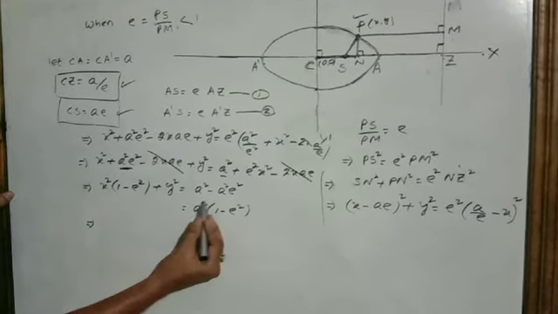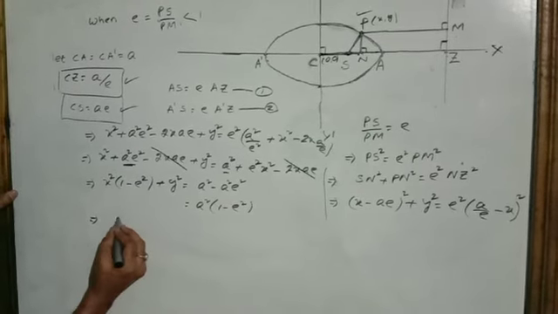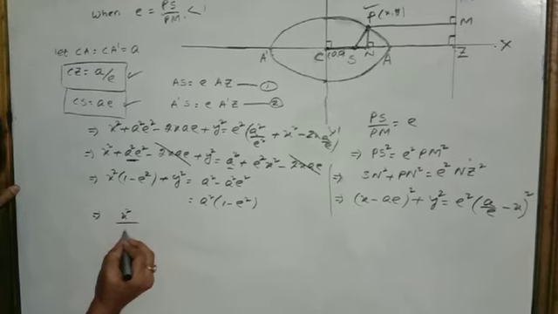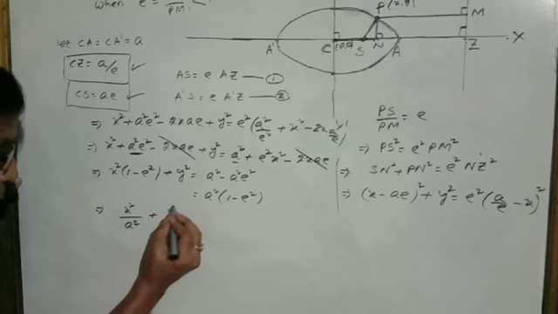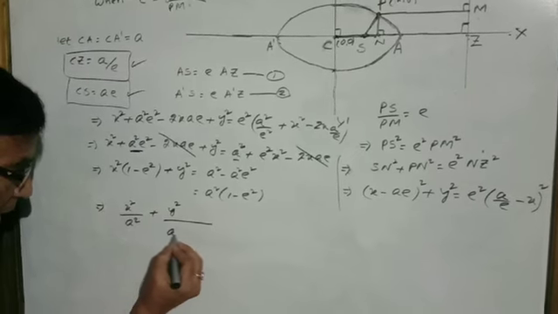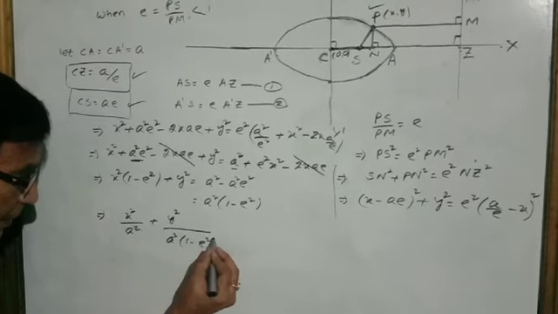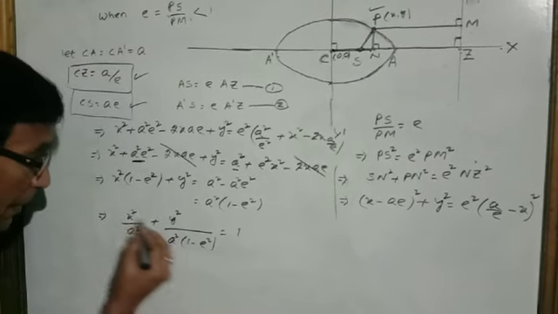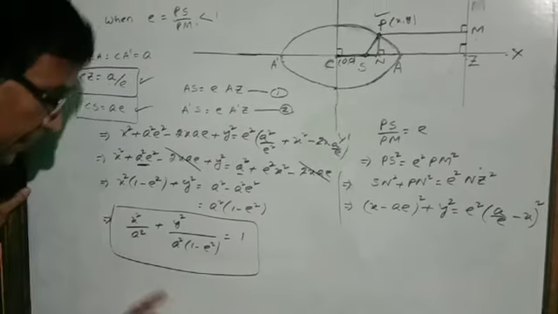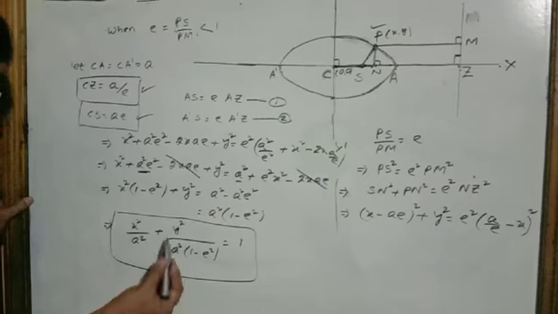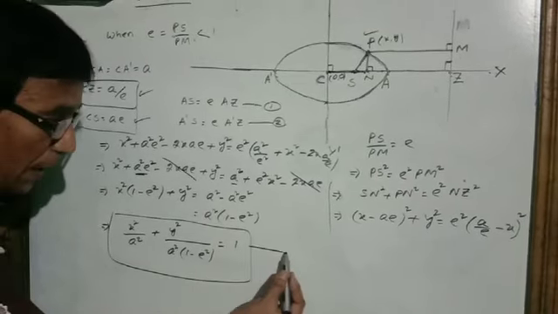Hence, on dividing the entire equation by a square into 1 minus e square, we are getting x square by a square plus y square by a square into 1 minus e square is equal to 1, which is the equation of the given ellipse.